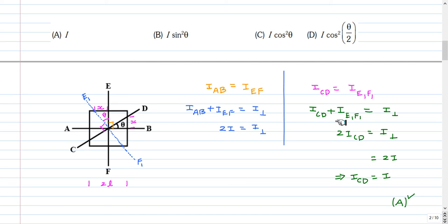So using this, and by the perpendicular axis theorem, the moment of inertia about CD plus the moment of inertia about E1F1 equals the moment of inertia about the perpendicular axis, and these two are equal. So it's 2 times I_CD equals I perpendicular. From this we get that the moment of inertia about the axis CD is the same as I. This is true for a square plate and not for a rectangular plate. So the correct option is option E.